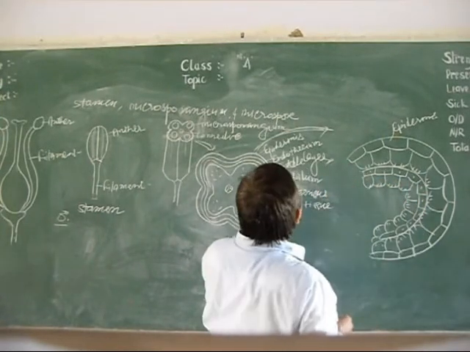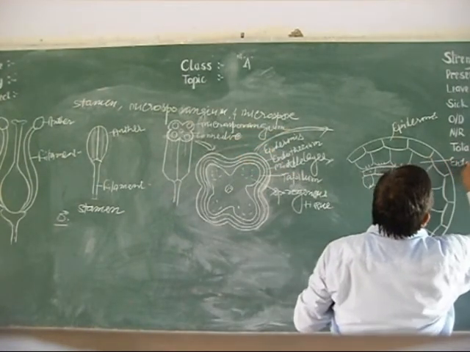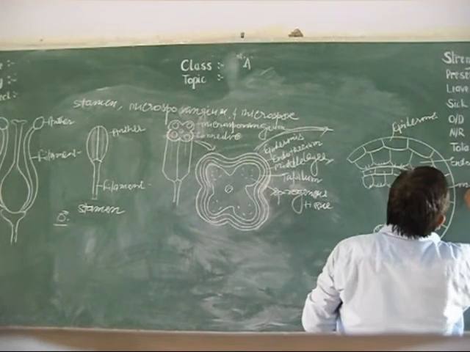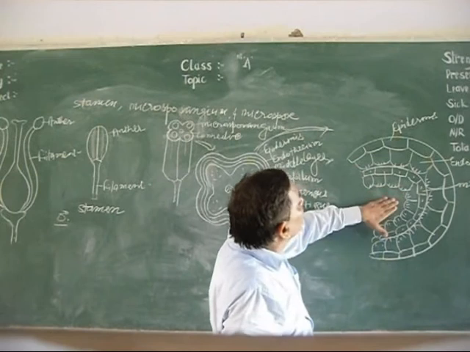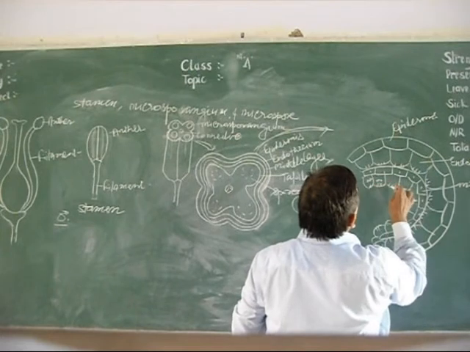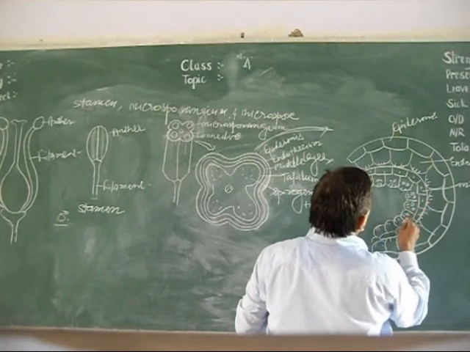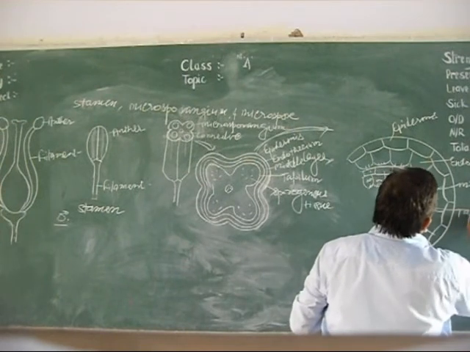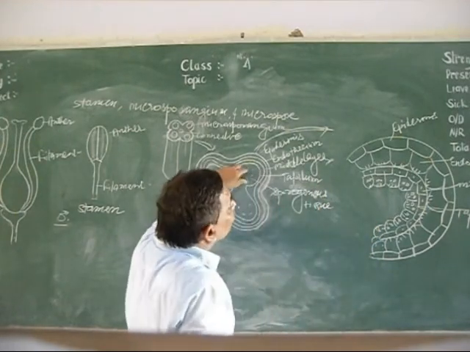So these three layers: epidermis, endothecium, and middle layer. These three layers are protective, but the tapetum is binucleated. It is large in size and provides nutrition. This is called the tapetum. It provides nutrition to the developing pollen grain.